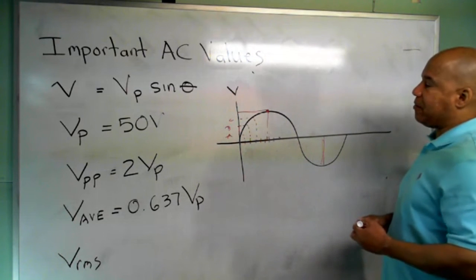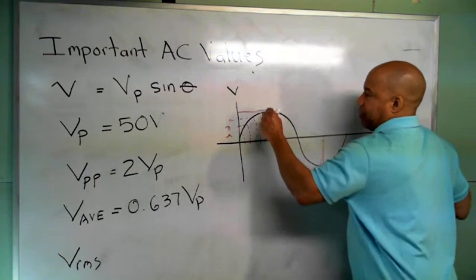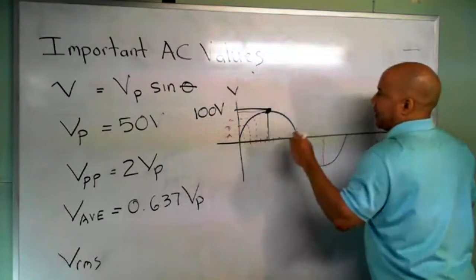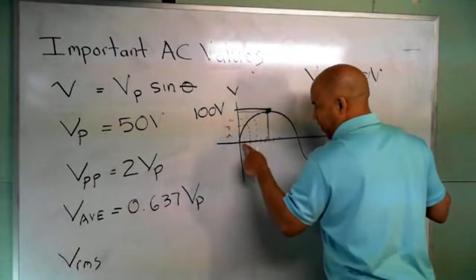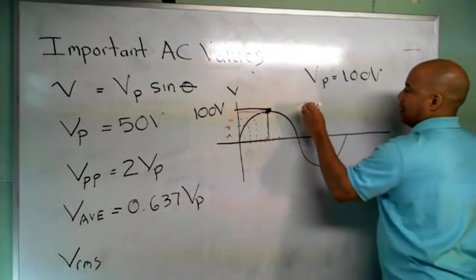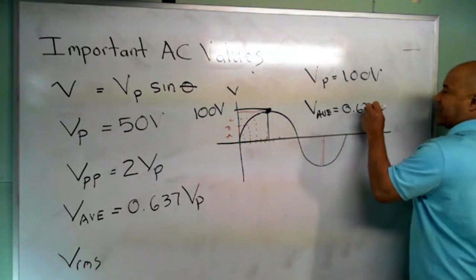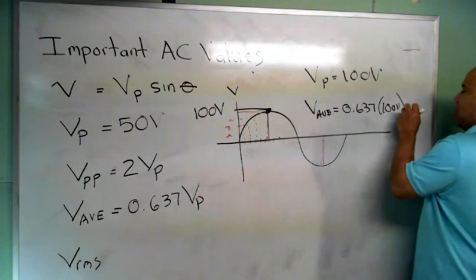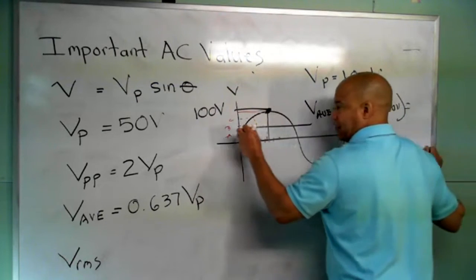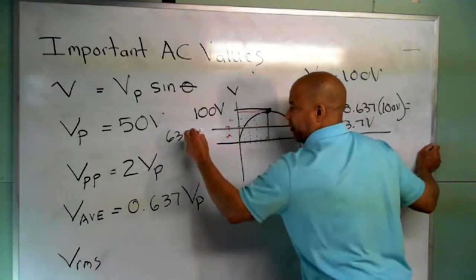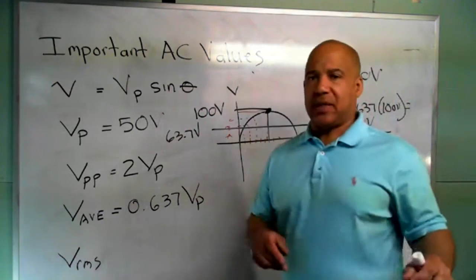Now, the average value, if I take the peak value, let's just say the peak value was 100 volts, and VP is 100 volts. Then the average of this, from here to here, using this equation, would be 0.637 times 100 volts, or 63.7 volts. So the average is like this, 63.7 volts.